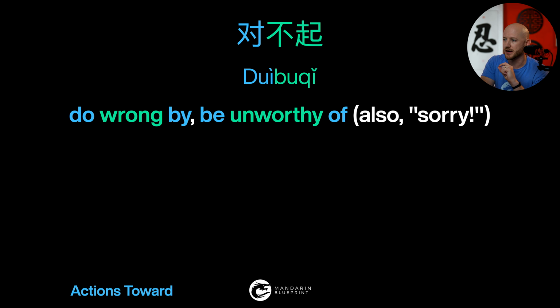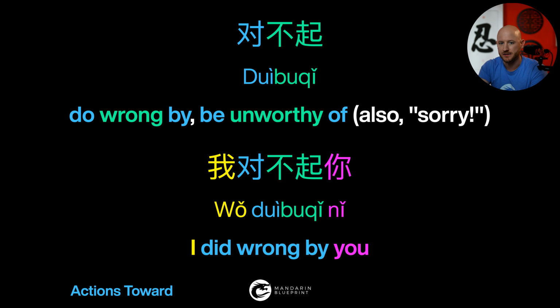Now, another way that you can think of it meaning towards is in a word you may already know, but didn't understand how it was constructed. So look here, 对不起. You may have learned this already as meaning sorry, but why does it mean sorry? Because think of what we have here. 对, towards, 不, not, 起, rise to. So I do not rise to. If I say 我对不起你, what I'm saying is I did wrong by you. I did not rise to what you deserve, right? It's kind of quite poetic in that sense.